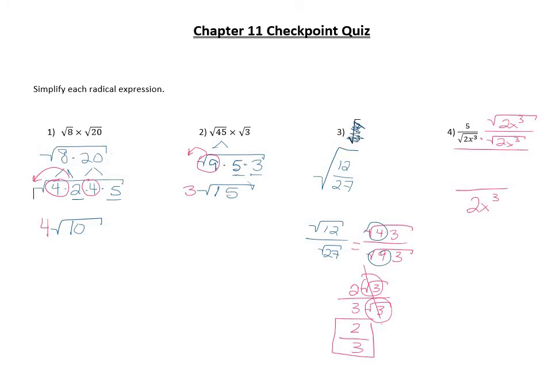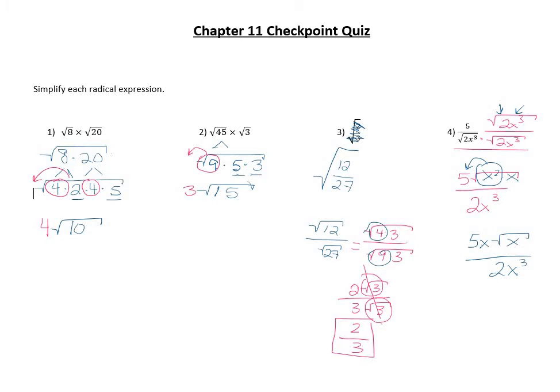However, in the numerator now I have 5 times the square root of x to the third, and notice here that 5 has no perfect squares, but x to the third does. I can break this up into x squared times x. And so the square root of x squared is x, which I can bring out to live outside here with this 5. So now I have 5 times x times the square root of x, all divided by 2x to the third. And I can simplify that one more time.